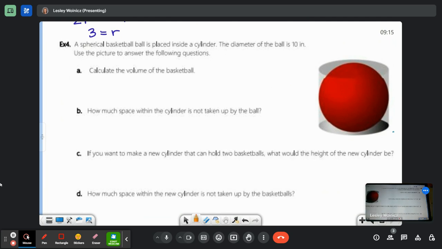Okay, we have a spherical basketball placed inside of a cylinder. The diameter of the ball is 10 inches. Do you guys remember those pictures we had when we were doing area where we had the square and then the circle that was inscribed in the square? Okay, this is like the three-dimensional analog to that.